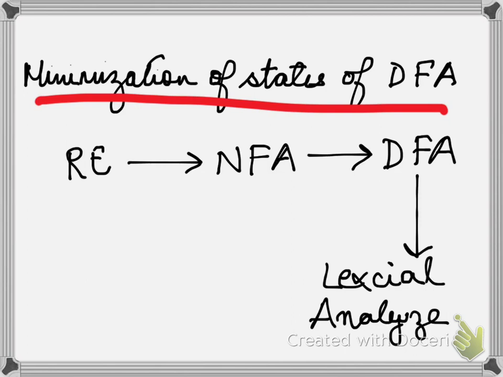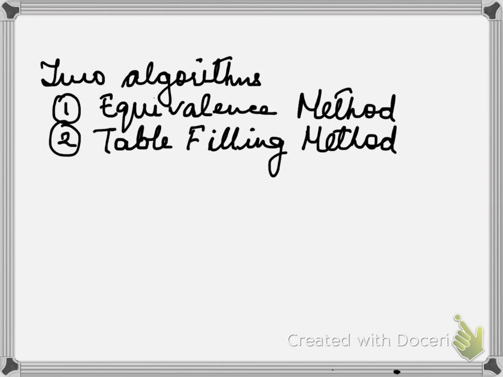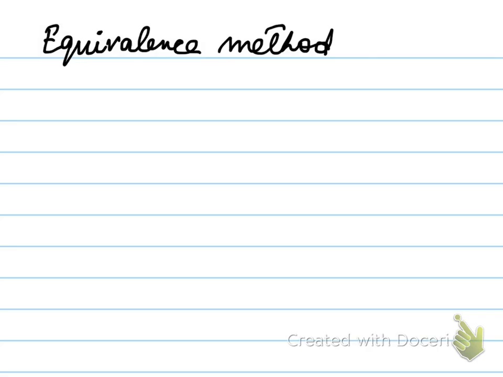So that is why we need to minimize the DFA to get a DFA with the minimum number of states. Now there are two different algorithms for minimizing the states. The first algorithm is the equivalence method, and the second is the table filling method. So we will start with the equivalence method.